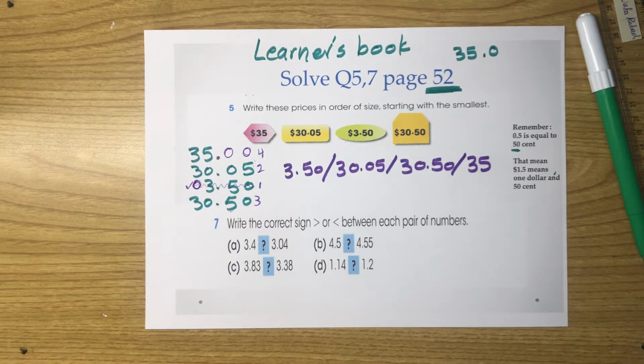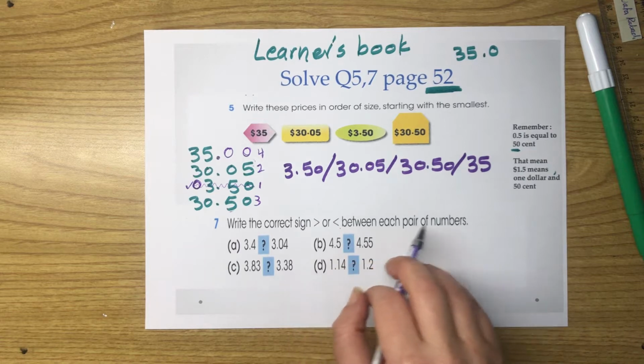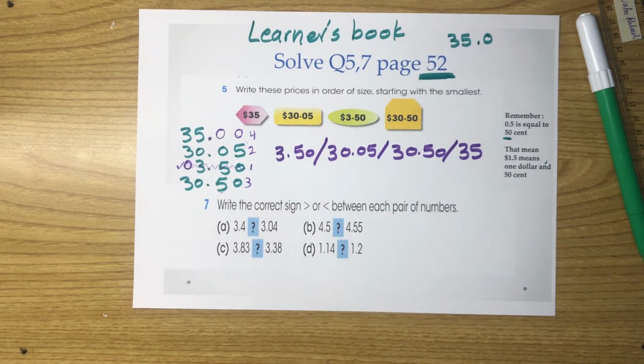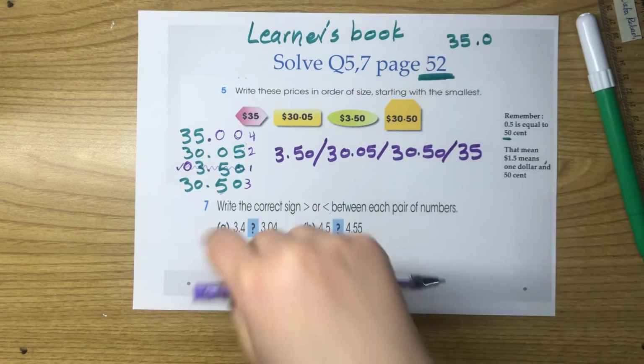Question number 7, on the same page. Write the correct sign, greater or less, between each pair of the numbers. I'm gonna give you 1 minute so you can figure it out in your own book and check your answers when I do them.